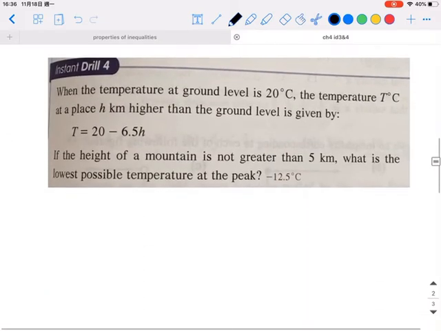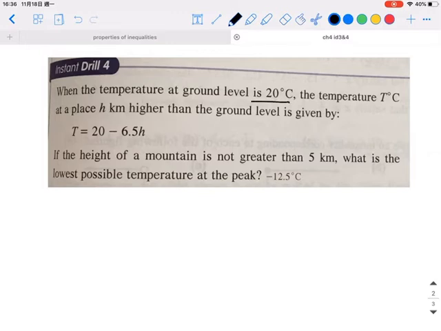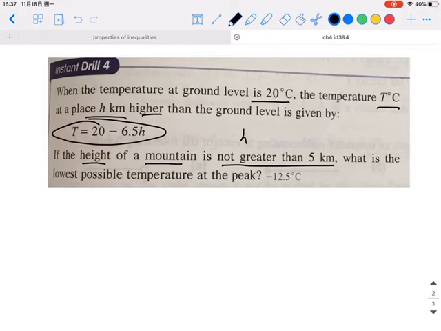Instant drill 4 is the application question. When the temperature at ground level is 20 degrees, the temperature at a place h kilometers higher than the ground level is given by the formula. If the height of the mountain is not greater than 5 kilometers, so that means the height is less than or equal to 5, what is the lowest possible temperature? That means T at the peak.